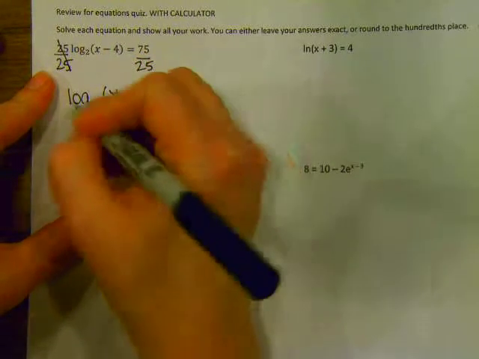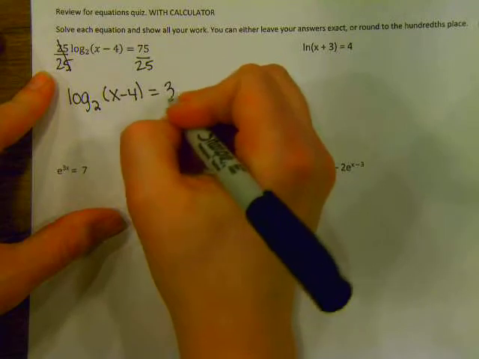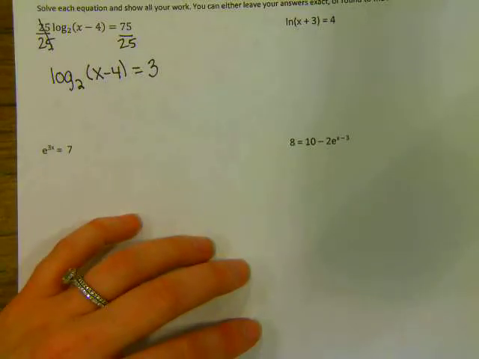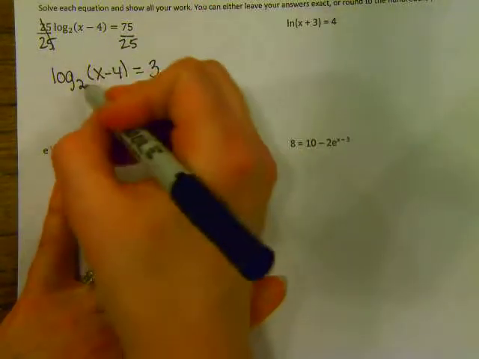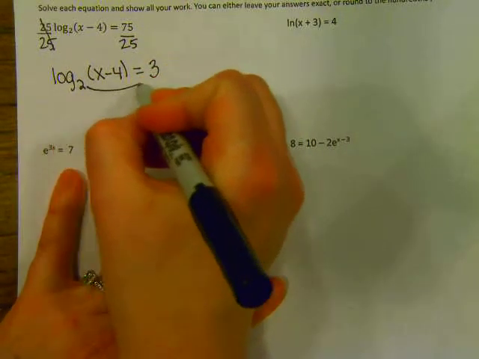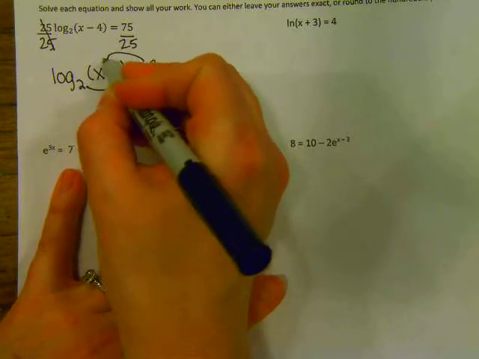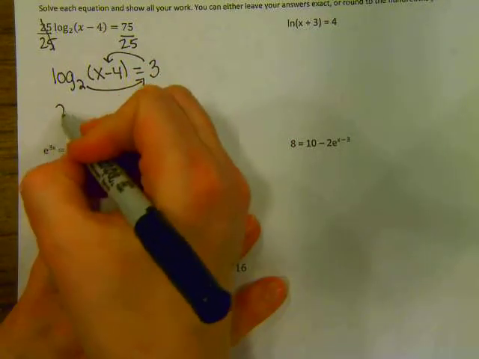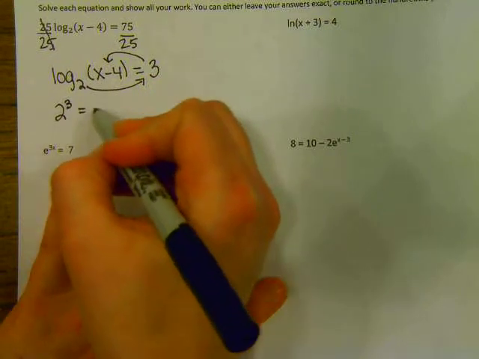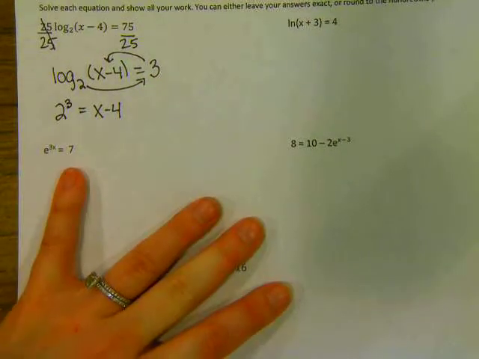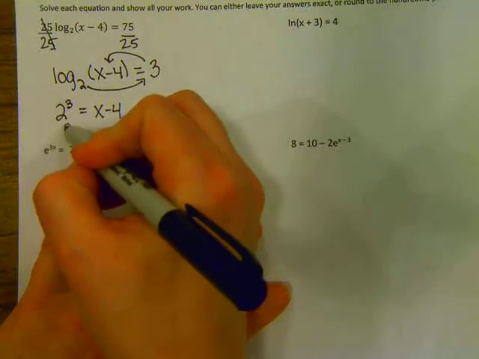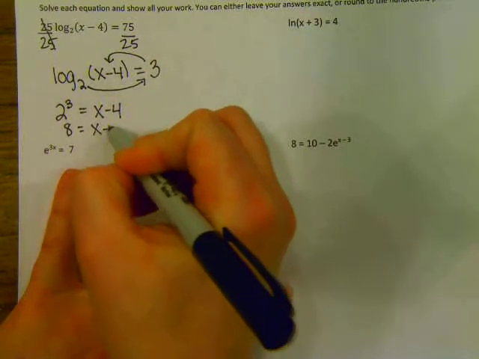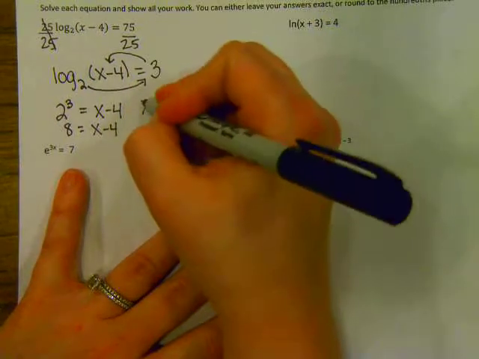And then I get my log base 2 of x minus 4 equals 3. From there, now that you have the log isolated by itself, the only way to solve it is to write it as its inverse, which is by doing the loop, you do exponential. So 2 to the third power equals x minus 4. Okay, so by doing this, you have 2 to the third power is 8. And then you add the 4, so x equals 12.